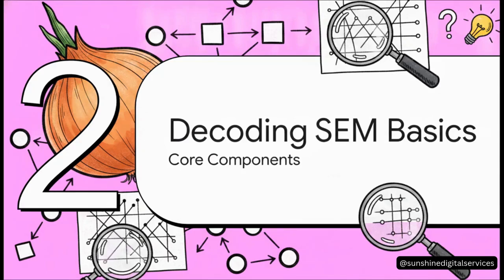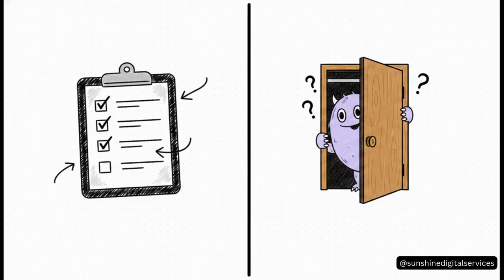Section 2, decoding SEM basics. To really get this, it helps to think of your data in 2 distinct buckets. First, you've got your observed variables. Think of these as the footprints. They are the actual data points you directly measure in your research, like a respondent's exact score on a daily survey asking about their energy levels.